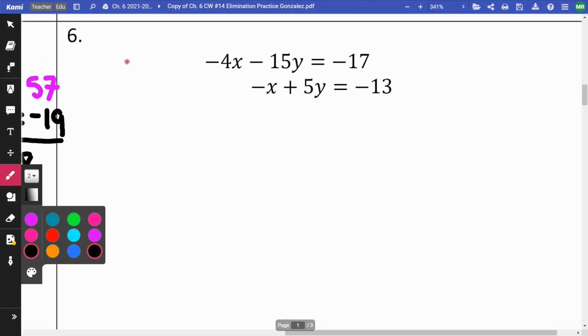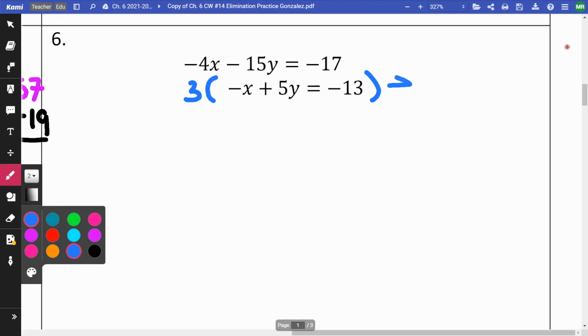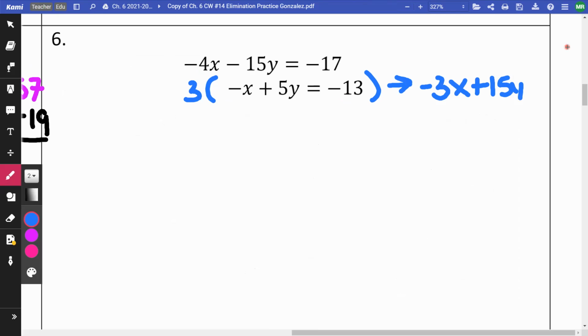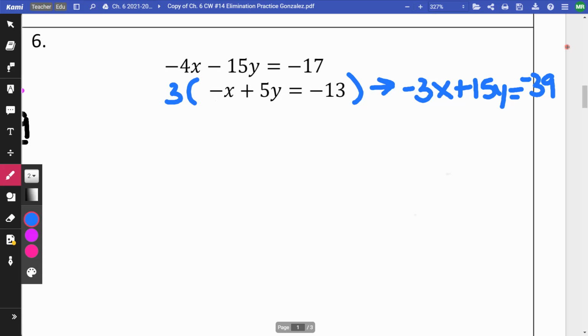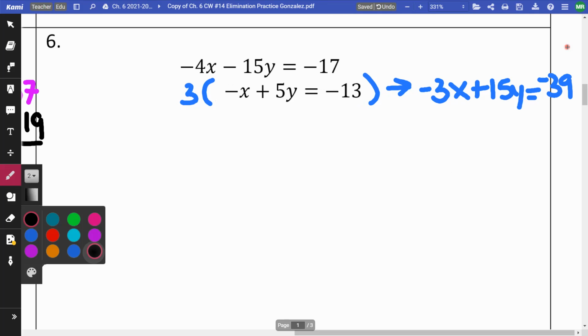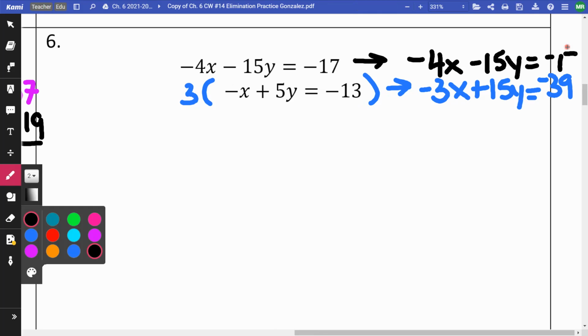On 6, either I'm going to try to get a 4 and a negative 4 here, or a 15 and a negative 15 here. Doesn't matter. I'm thinking that I might multiply the bottom one by a positive 3. And when I do that, I'm going to get a negative 3x plus 15y is equal to a negative 39. My top equation I'm going to keep. So that's going to be a negative 4x minus 15y equals a negative 17.